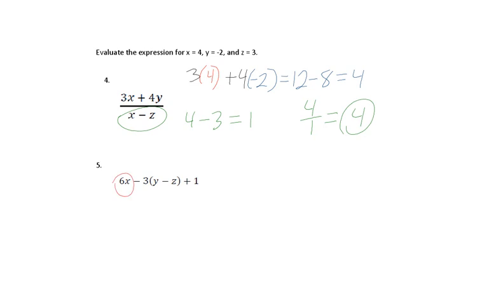In question 5, 6x becomes 6 times 4, which is 24. Then negative 3. Then y minus z is like saying negative 2 minus 3, which becomes negative 5. And 3 times negative 5, that's going to be positive 15. And 1 is 1. If you add everything, that adds up to 40.